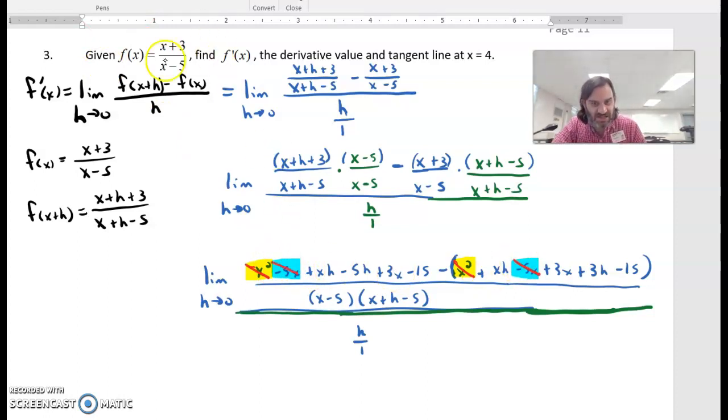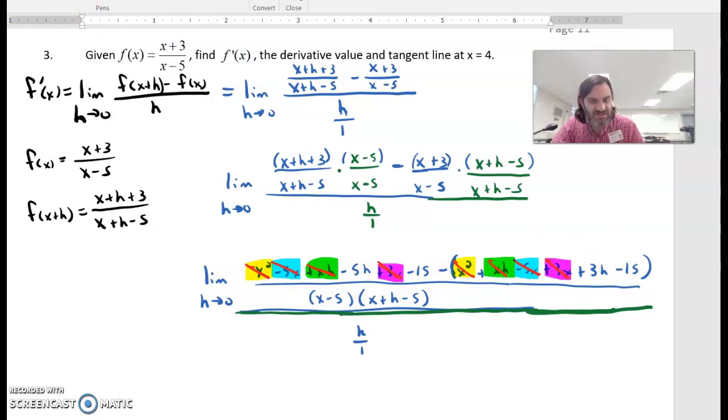We've got a plus xh in the first part, and we've got a minus xh in the second part. Those go away. Let's see, do we have anything else that'll go away? Yeah, we've got a 3x in the first part and a minus 3x in the second part. That will go away. What else do we have here? We've got a minus 15 and a minus 15.